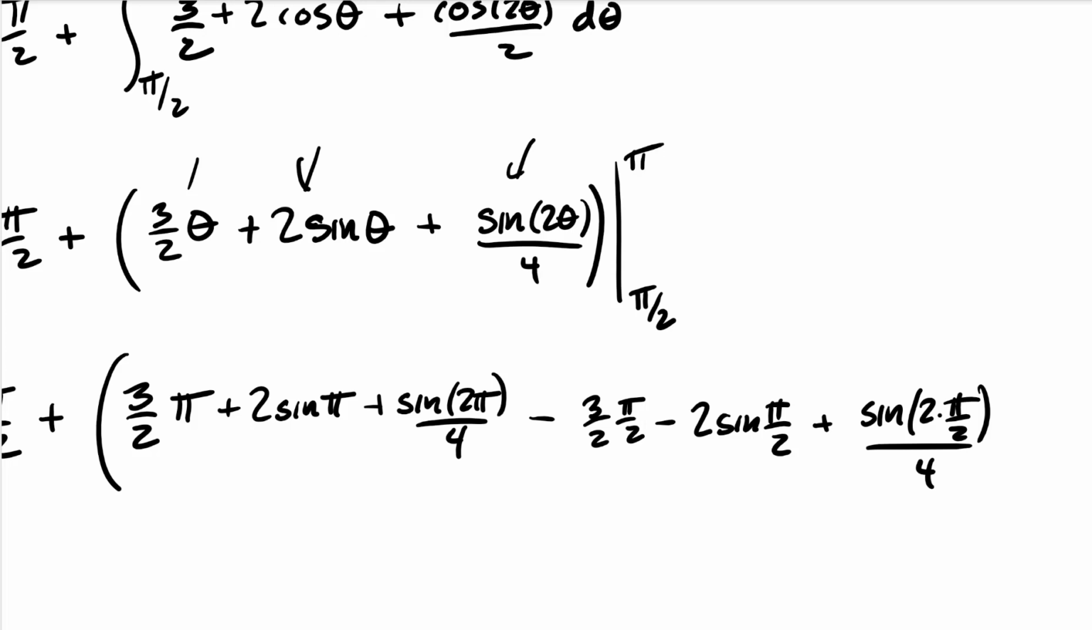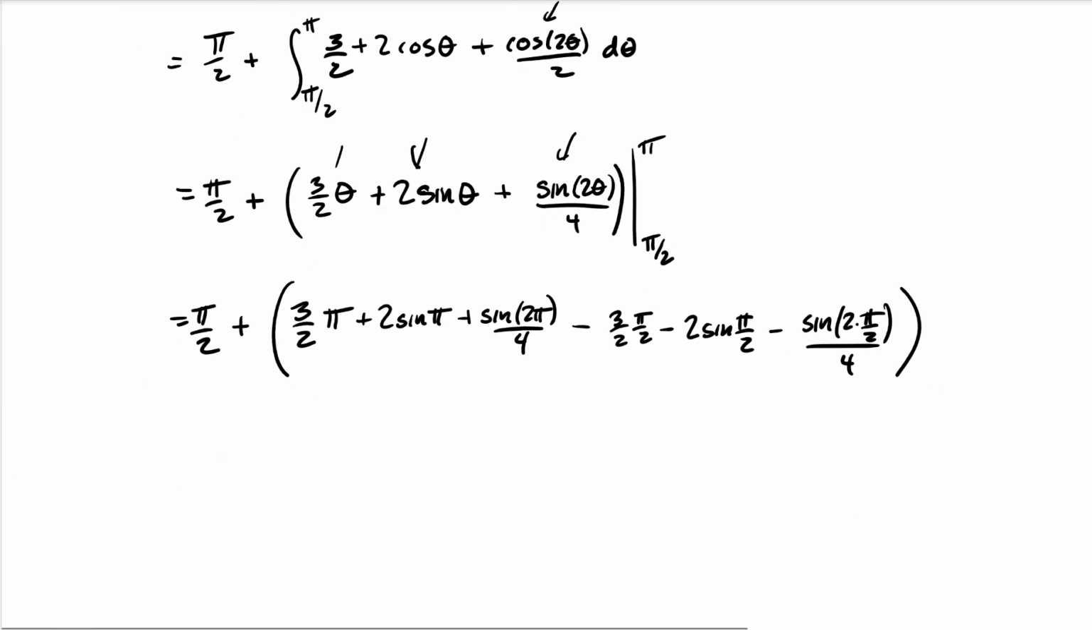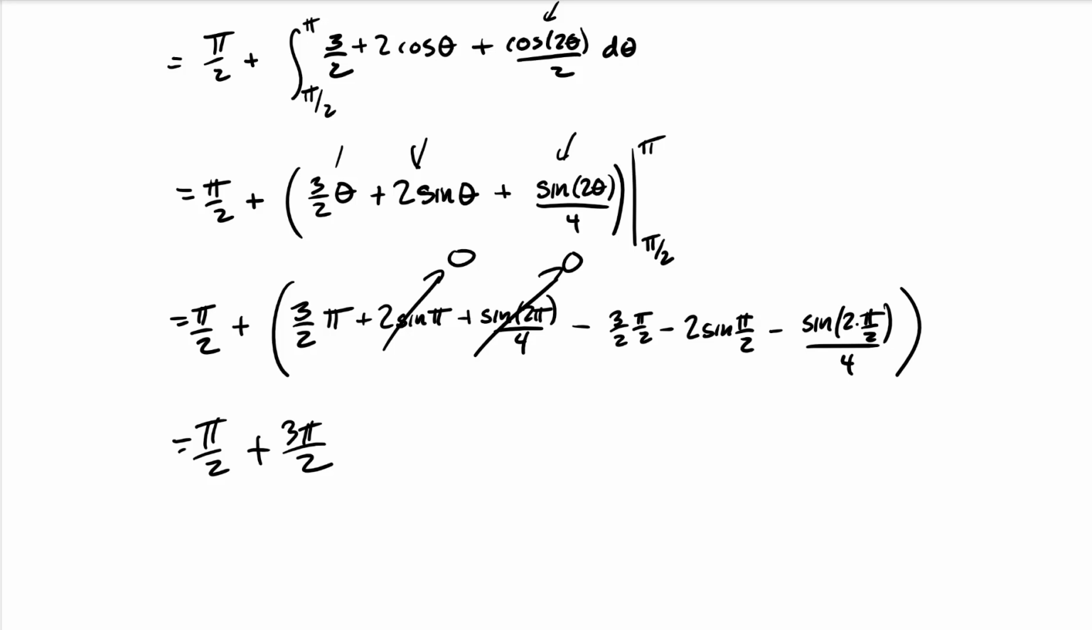Oops. I said I'm going to write a minus everywhere, so we don't have to write it. I'm so silly. All right, so what do we have? We have pi over 2 plus, well, that's 3 pi over 2. That's 0. That's 0. That's 0. So those first two went away.